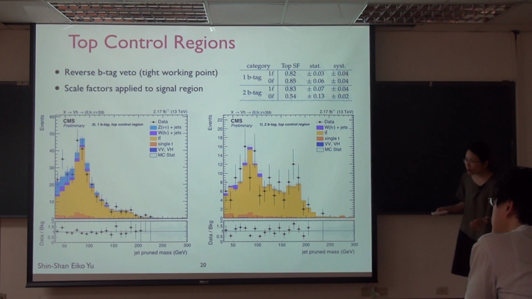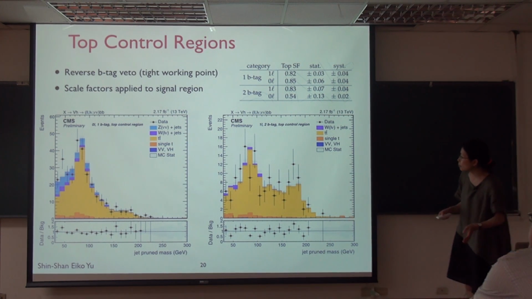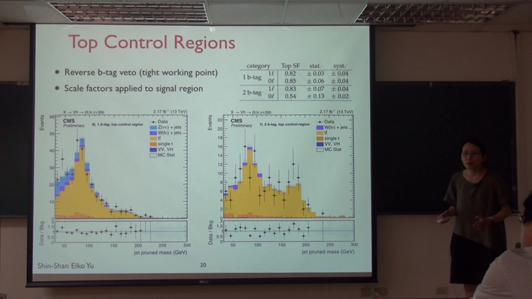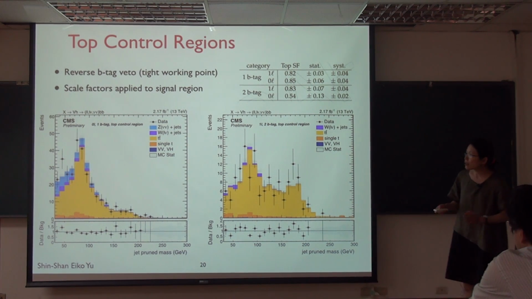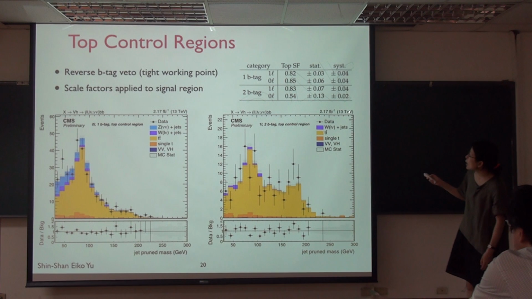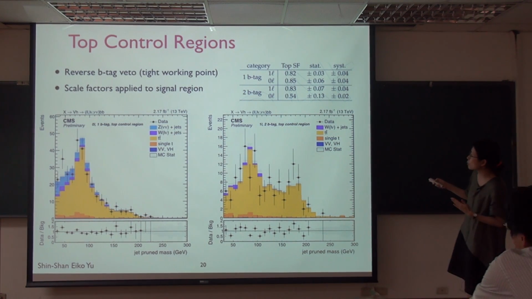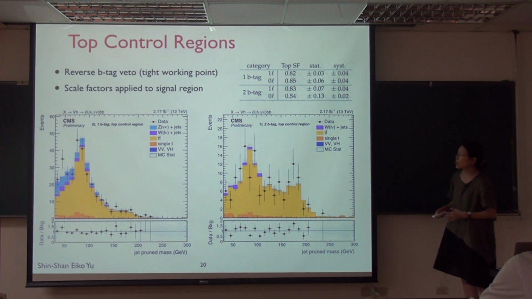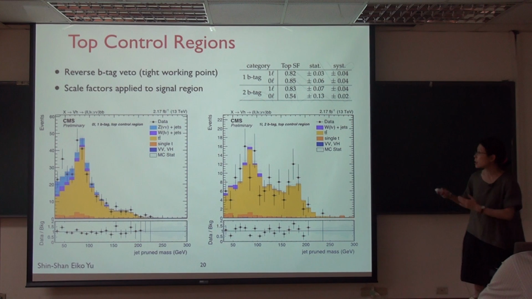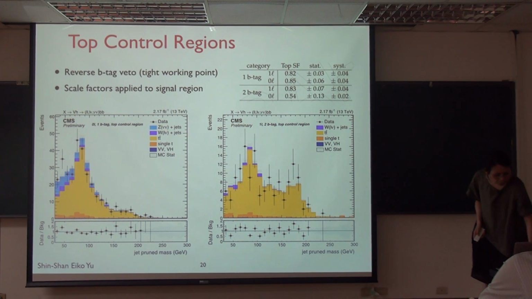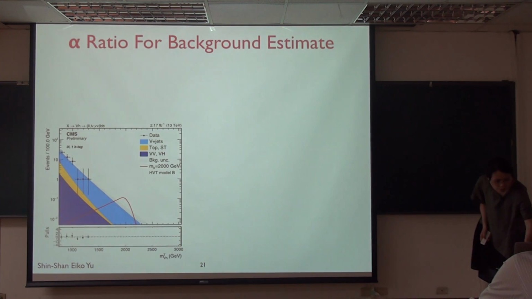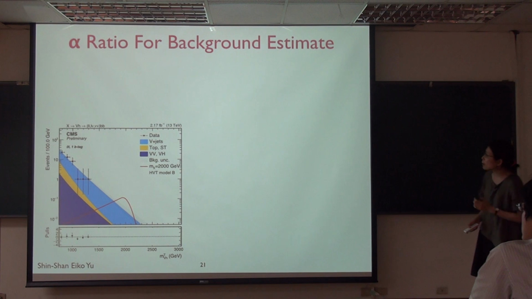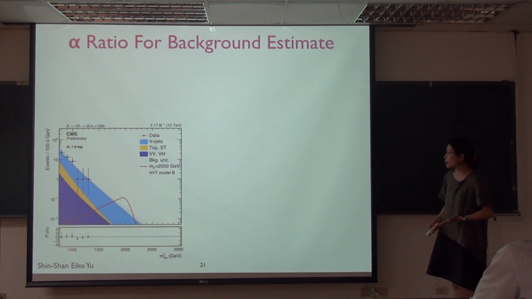Okay. So once we choose these control regions, we can compare the simulation and data. And if the simulation and data disagree, we extract scale factors. On the right-hand side, you see the scale factors which we obtain from these control samples. We can apply these scale factors to the signal region for the estimate of this particular TT bar background. Okay. Now, there's also the background coming from W plus jet and Z plus jet.